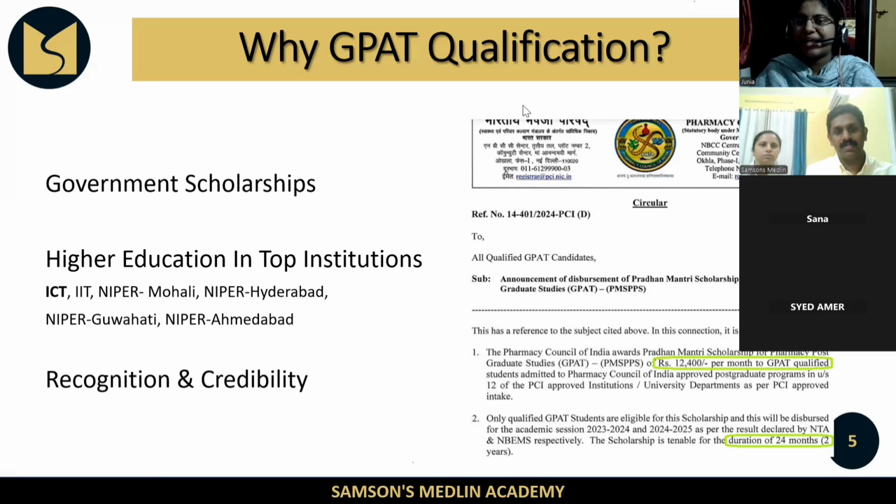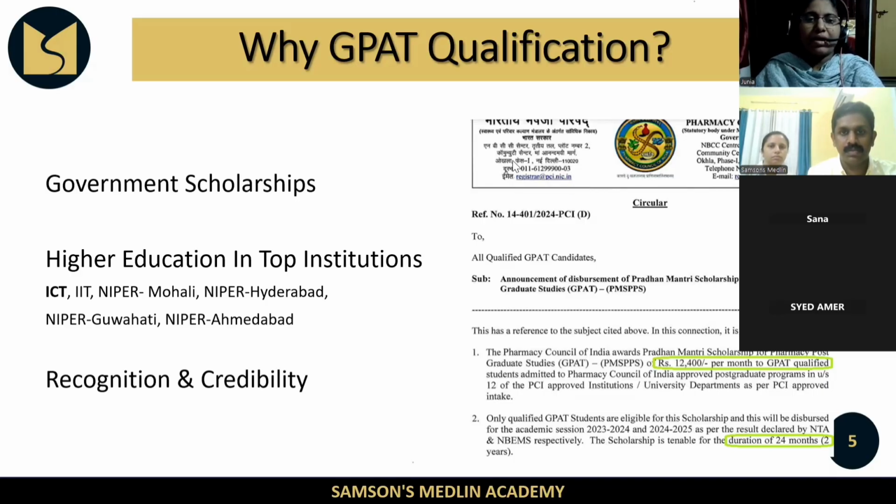The PCA is granting a scholarship amount of rupees 12,400 per month to each of the GPAT qualified students for the 2-year program. So every month you will get a scholarship of rupees 12,400, which is indeed a very good amount that can be received by a studying candidate. This helps because you will get some amount for your studies, as well as some amount for supporting your family also.